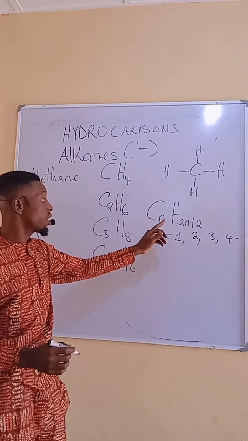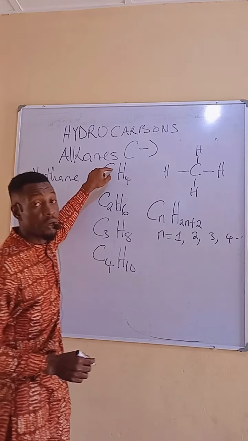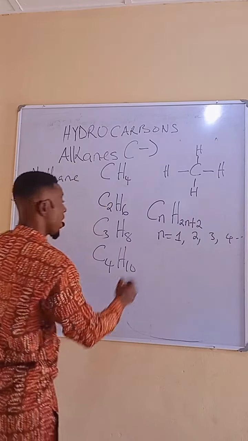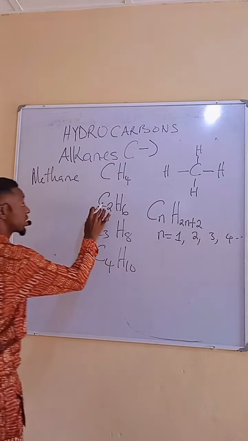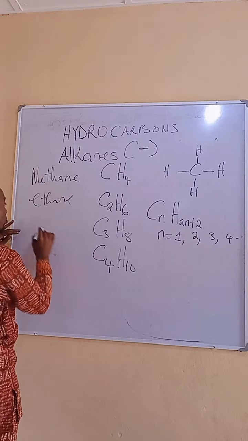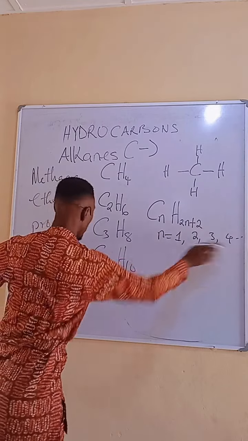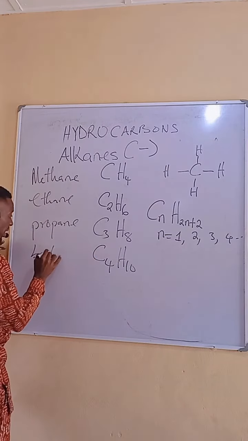So when n is equal to 1, you are going to get the first member of the alkane family, known as methane. When n is equal to 2, you are going to get your ethane. When n is equal to 3, you are going to get your propane. When n is equal to 4, you are going to get your butane.